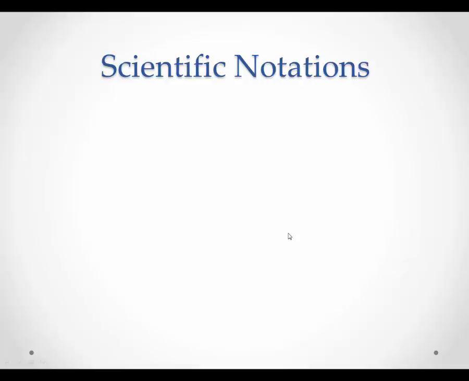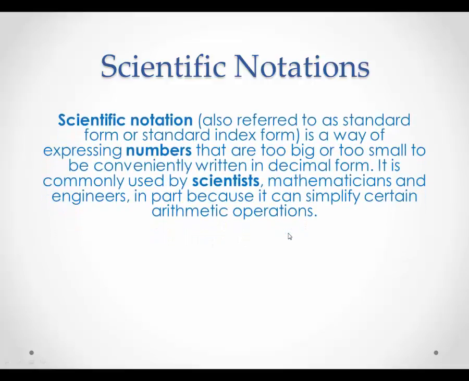Now we need to know exactly what scientific notation is. Here is a definition. Scientific notation, also referred to as standard form or standard index form, is a way of expressing numbers that are too big or too small to be conveniently written in decimal form. It is commonly used by scientists, mathematicians, and engineers, in part because it can simplify certain arithmetic operations.